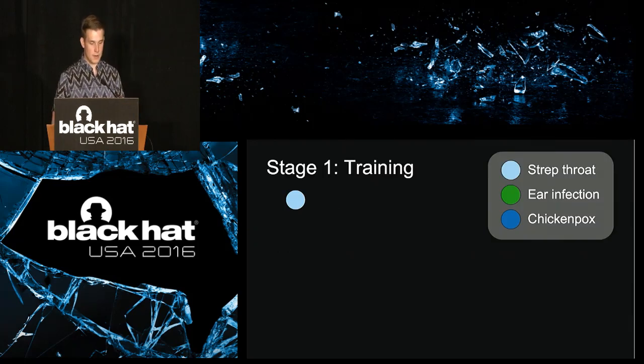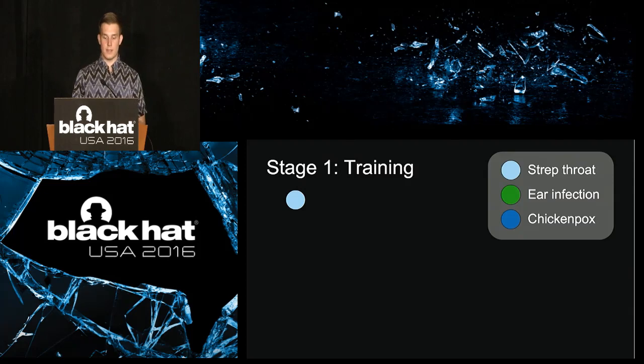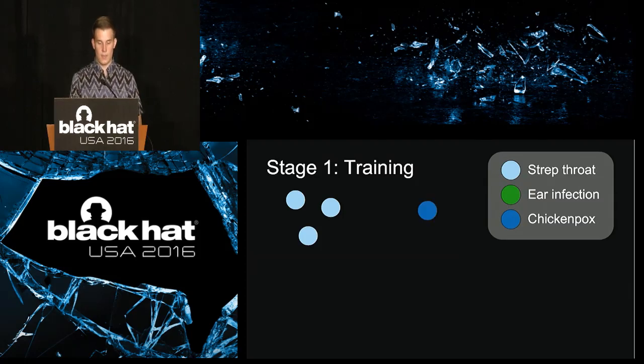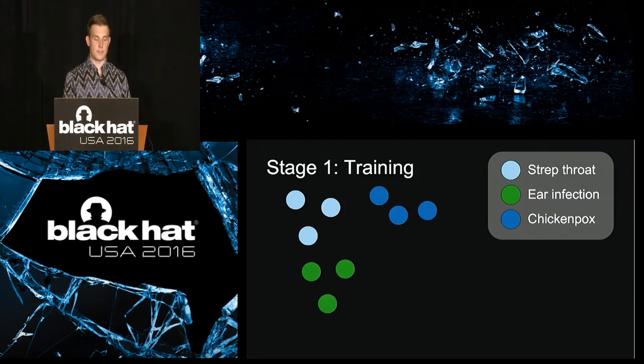Let me just visualize it for you here. So right now we're in stage 1, and Scarlett is training on the strep throat page. Scarlett takes 3 training samples of the strep throat page, and we see them clustered together here because they're similar strings. Now Scarlett's training on the chickenpox page, and again we see them clustered together because they're similar strings. Finally, Scarlett trains on the ear infection page, and now the training's done. Scarlett has 3 samples of all the pages she thinks Alice might visit.